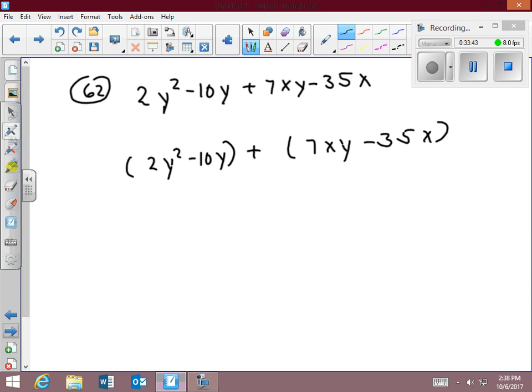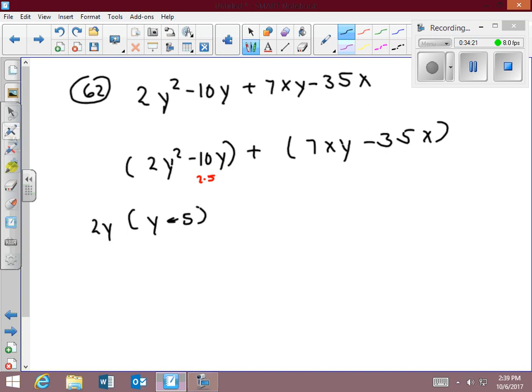Now we'll look at the first group and we'll say what's common. A 2 is common, isn't it? See, this 10 prime factors into 2 times 5. So there's a common 2. Anything else in the variable form? There's a y, isn't there? What's left? It's going to be y minus 5.